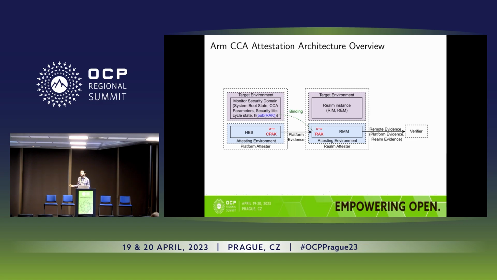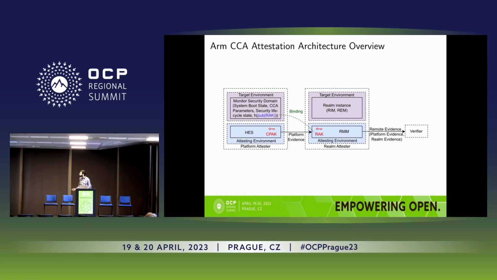In the brackets, you see different claims which are used for that evidence. For example, the system boot state, the CCA parameters, and the security lifecycle, which should always be secured and which the verifier should always check, and the hash of the public key RAK, which basically is the key of the RMM. This binding between the two keys is the important bit, which preserves this relationship.